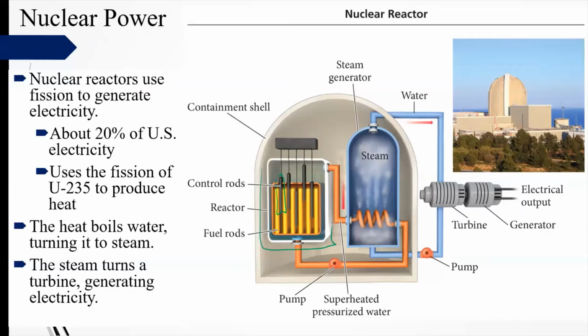As the fission occurs, that fission releases all that energy. That energy is in the form of heat, and so that heat's used to boil water. When that water turns into steam, that steam turns a turbine, and that turbine is what we use to generate electricity. So about 20% of the United States electricity, according to our book, is generated using nuclear power.